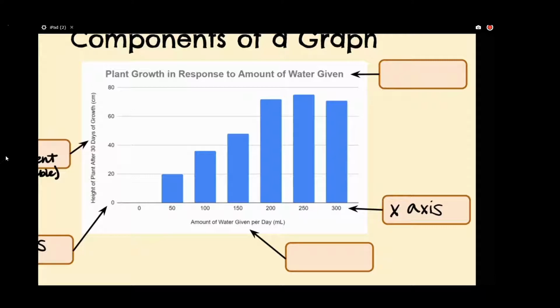When you title your x-axis, remember that it's always either the independent variable or sometimes your x-axis is time. And then don't forget to title your graph. Your title should always very clearly state how the IV is affecting the DV.